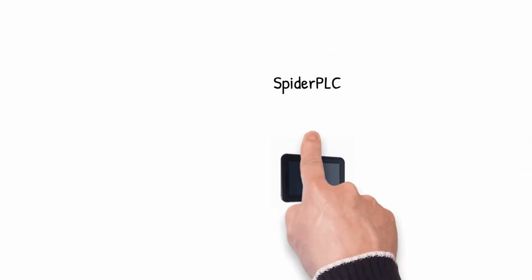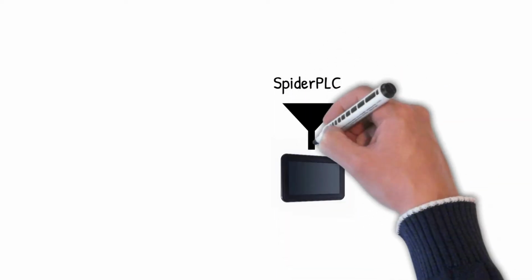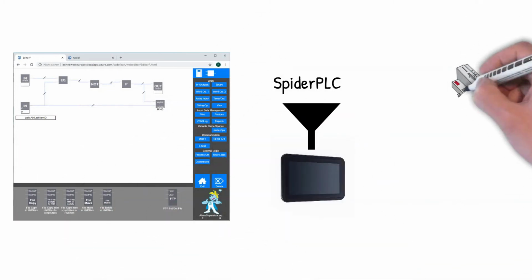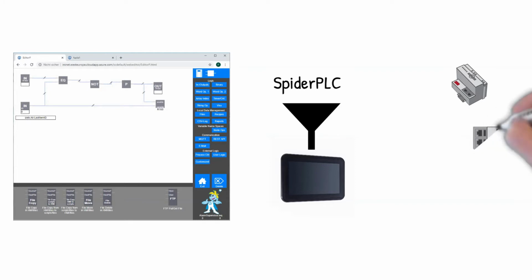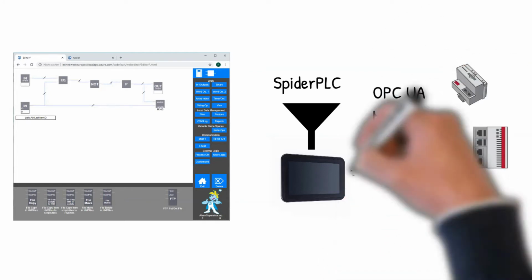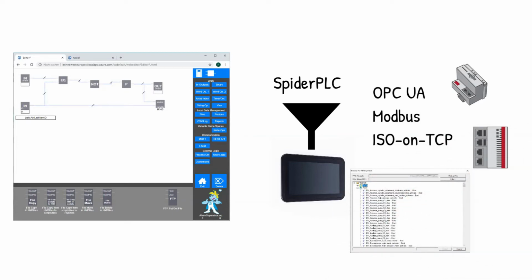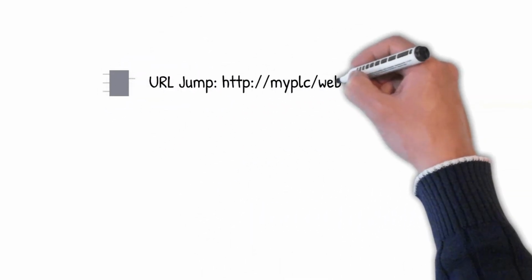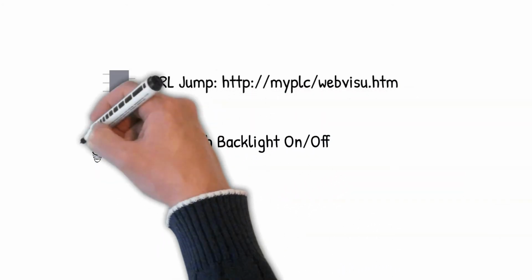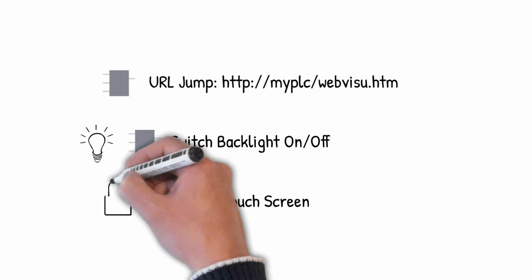The automation browser has been extended with the SpiderPLC. This means it contains a simple function block description logic that can be programmed directly with a standard browser. The SpiderPLC can be connected to other PLCs using industry protocol drivers like OPC UA, Modbus or ISO-on-TCP, but it also includes functional blocks that allow you for controlling what the browser does, like make a URL jump, switch on or off the backlight, lock the touch screen, etc. So let's have a look at it.